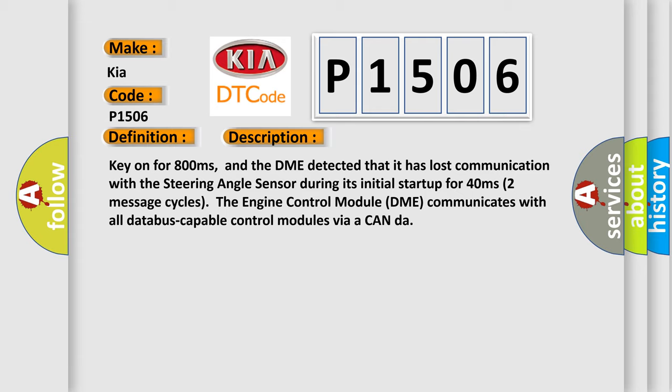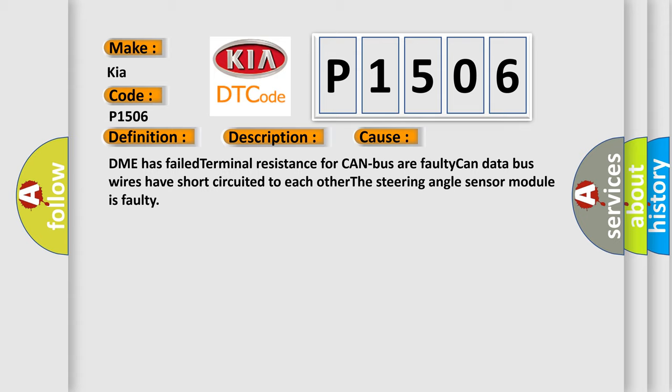This diagnostic error occurs most often in these cases. DME has failed terminal resistance for CAN bus. Faulty CAN data bus wires have short-circuited to each other. The steering angle sensor module is faulty.